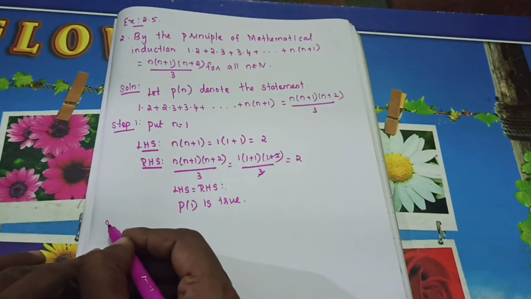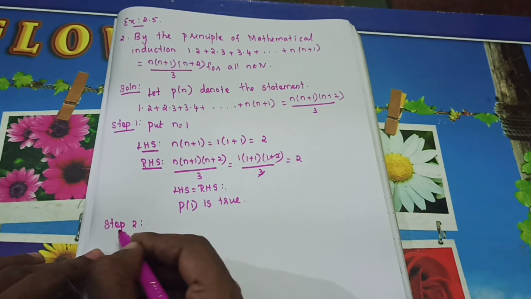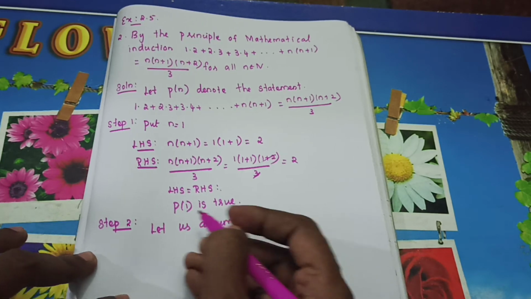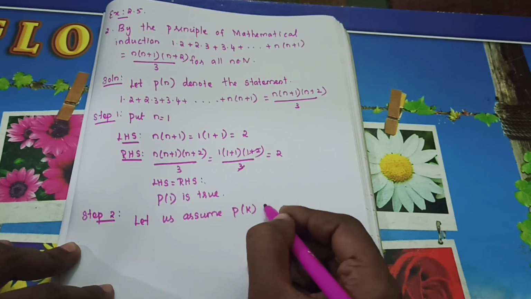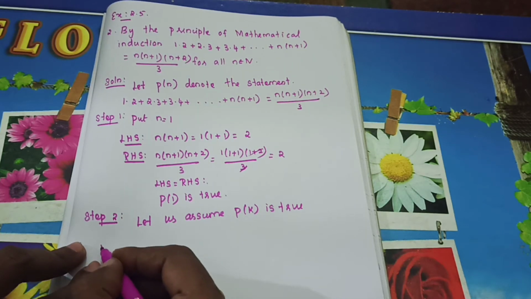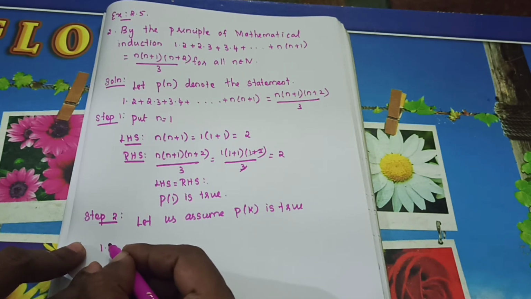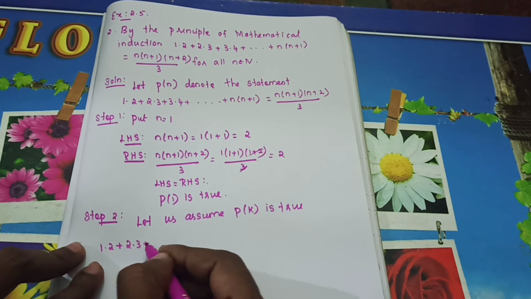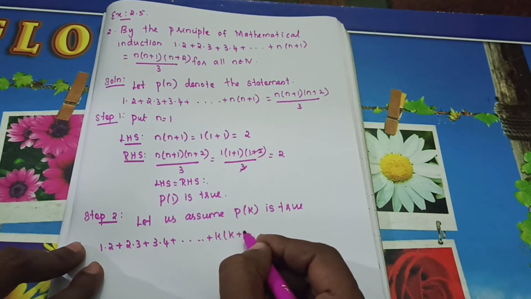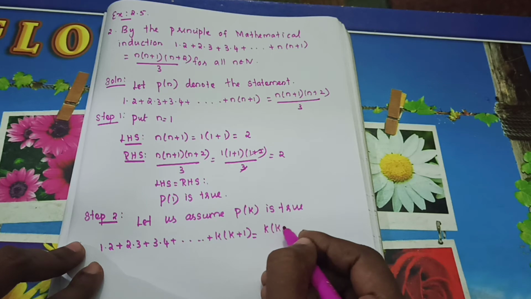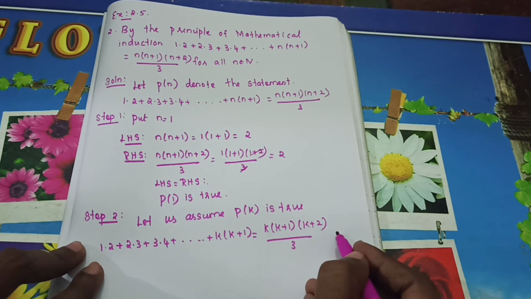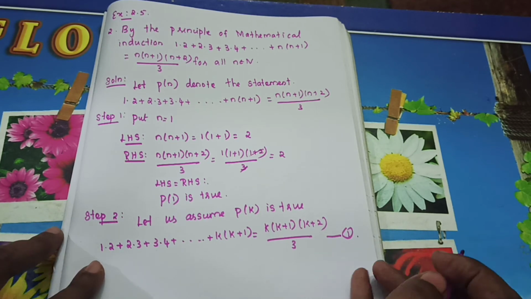Okay, next what will you do? We will do step 2. What's step 2? Let us assume P of k is true. P of k: in the place of n, you need to substitute k. So 1 into 2 plus 2 into 3 plus 3 into 4 plus etcetera plus k into k plus 1 is equal to k into k plus 1 into k plus 2 divided by 3. Okay, take this as equation number 1 for substituting later.